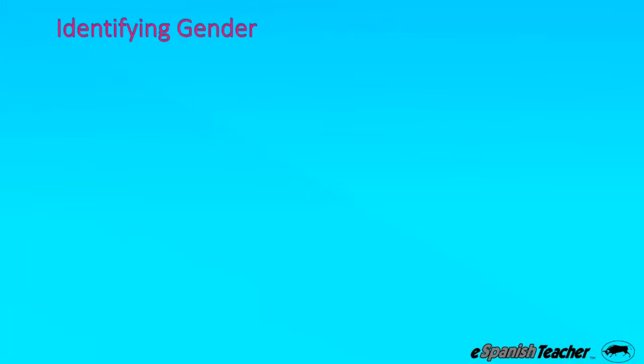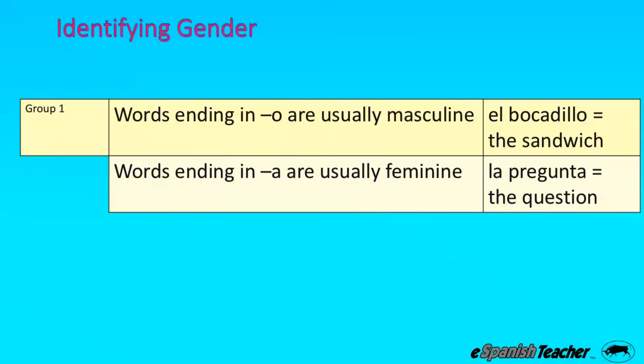Before we wrap up, I want to note something about identifying the gender of nouns. I've essentially broken the nouns into 3 buckets. This is just something that I've done mentally to help me understand the various nouns. And each bucket is a little more complicated than the one that precedes it. So this first bucket is easy. Nouns that end in O are usually masculine. Nouns that end in A are usually feminine, and here are 2 examples, el bocadillo and la pregunta. Now, fortunately, this is the majority of nouns in the Spanish language. Most of them fit into this bucket.